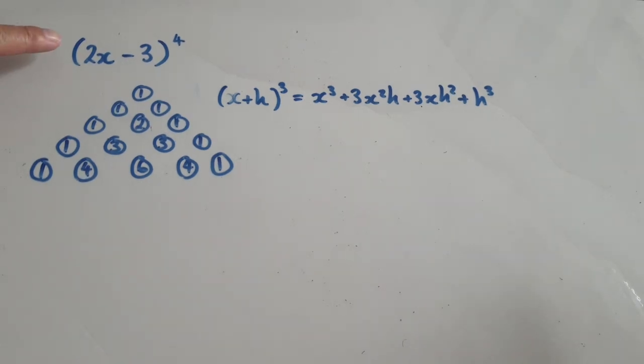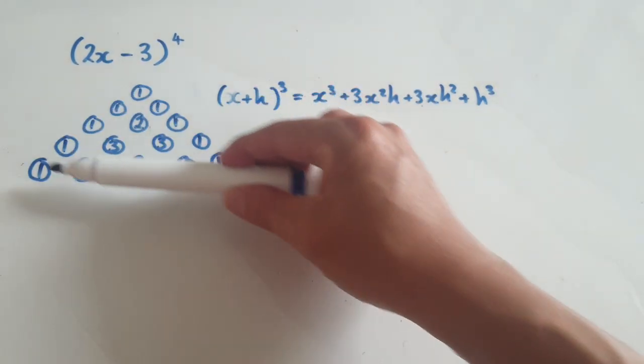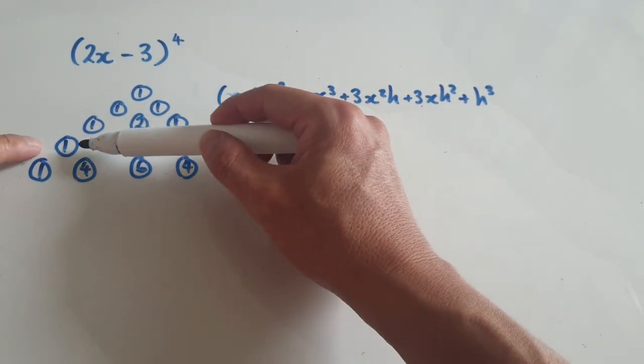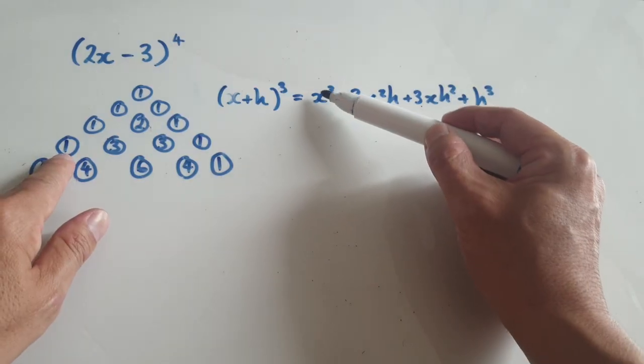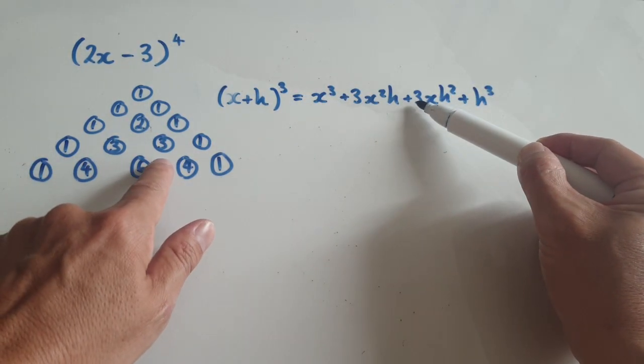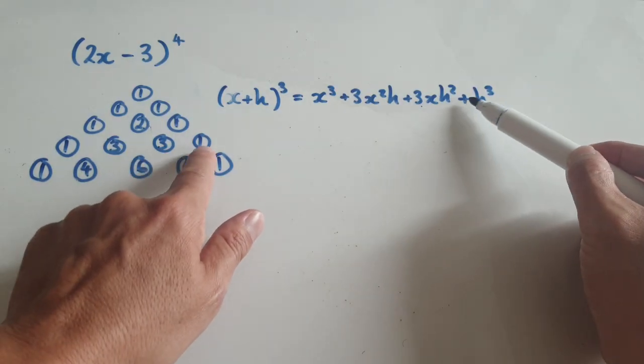In this video, we're going to try and expand this. So before we do, draw your Pascal's triangle. If I were to ask you to cube this, you would use this row here. So the first coefficient would be 1, and then the next coefficient would be 3, the next coefficient would be 3, the next coefficient would be 1.